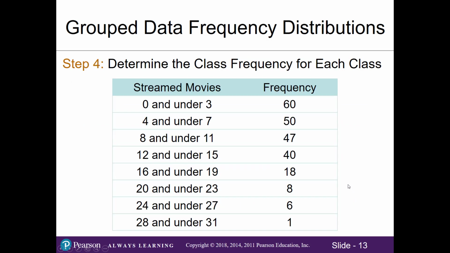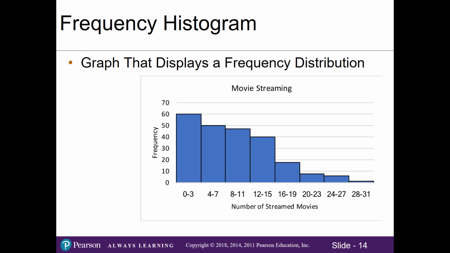In step 4, we'll go ahead and tally up the frequencies for each class. So we'll add up all the frequencies of 0, 1, 2, and 3 streamed movies, which gives us 60. The frequency of 4, 5, 6, and 7 movies is 50, and so on. So again, when you add these all up, you get 230, but now you have them grouped in intervals.